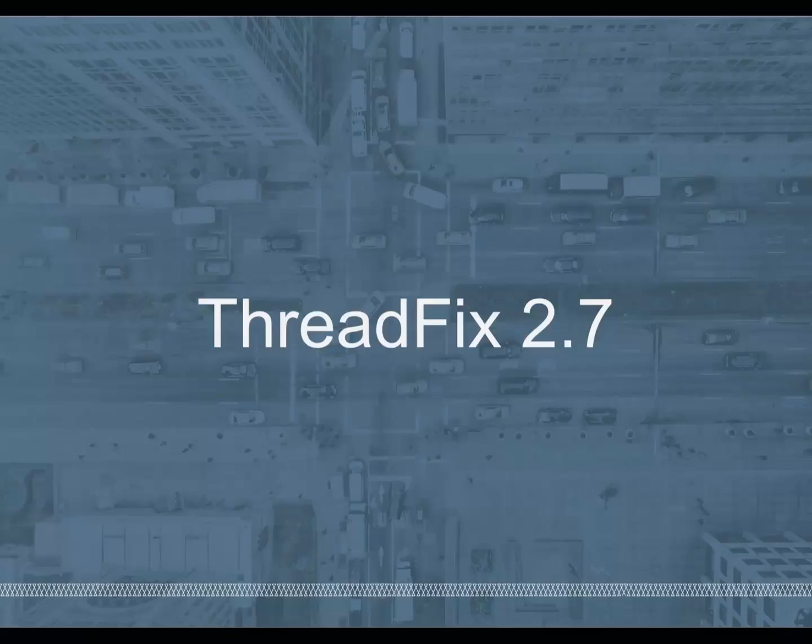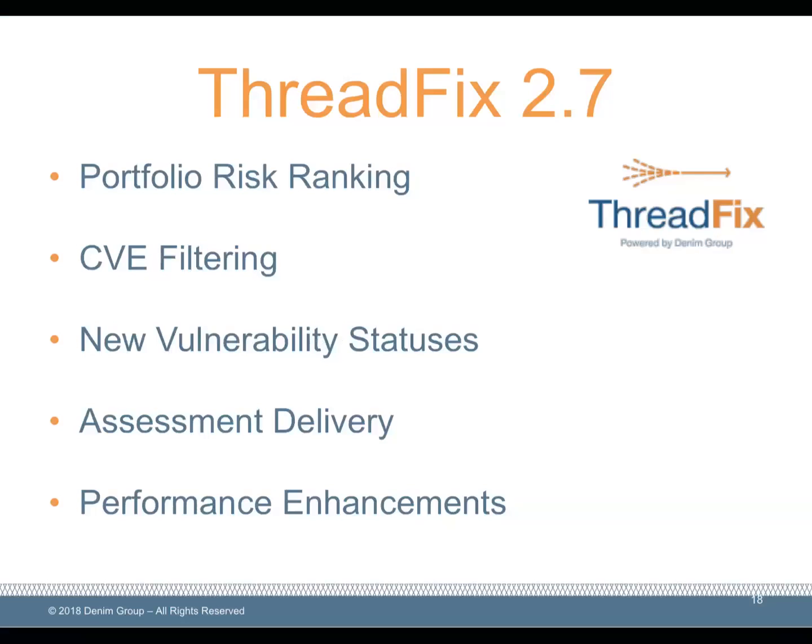Now I want to talk about some of the new things that we've done in 2.7, which we're really excited about. The first thing is a different view that we've provided into the risk ranking for your portfolio. Also some capabilities with CVE filtering, some new vulnerability statuses. We've obviously made performance enhancements, an ongoing effort as we get into larger and larger environments. And then I'll talk about some of the things we've done with assessment delivery via the ThreadFix platform. That's the thing I'm most excited about that has come out of this development cycle. Hopefully you all are excited about it as well.